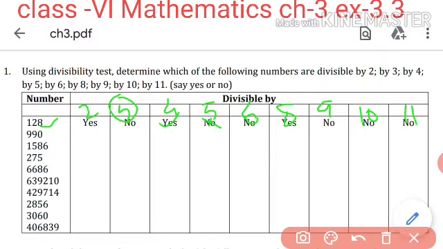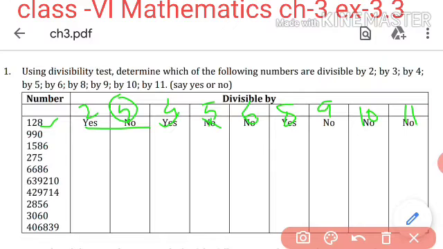Now 6. What is the divisibility test of 6? The number should be divisible by 3 and 2. So this number is divisible by 2 but not divisible by 3. So for 6 it will be no. Now for 8, you have to divide 128 by 8, and if it is divisible then it will be yes.